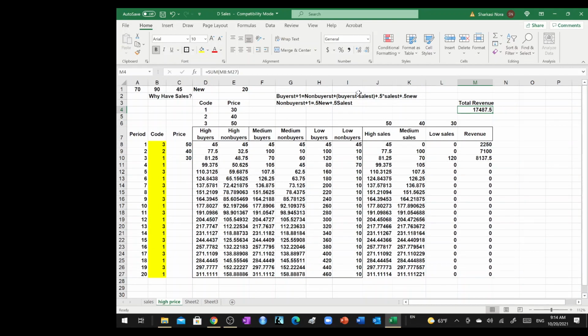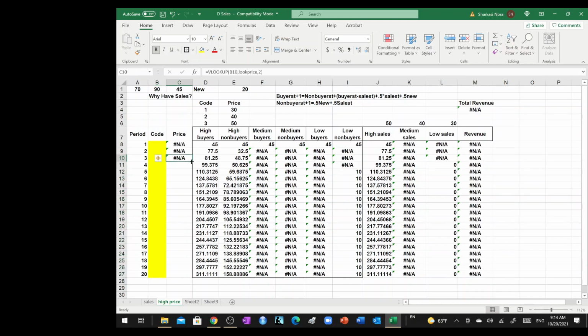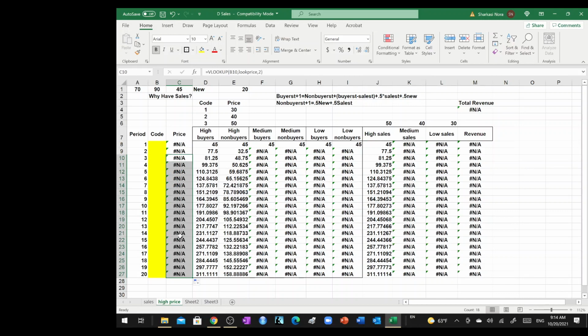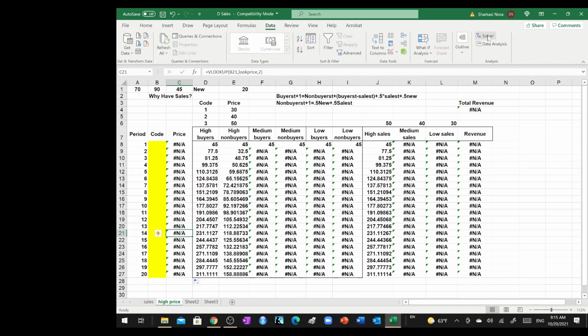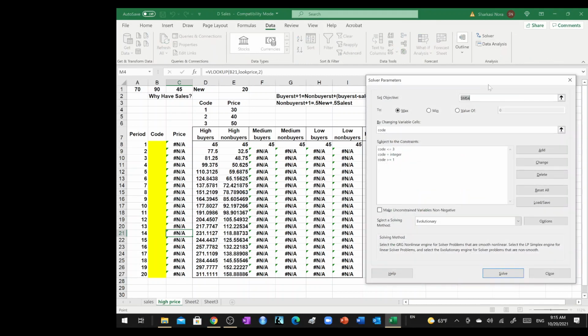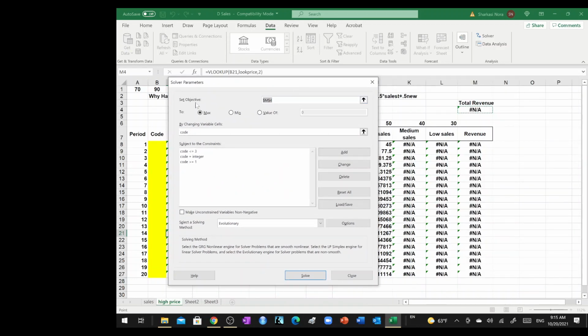Now let me get rid of the code over here because I want to make sure that this is, yes, stable. Always the high price will be equal to this. So this is why it is all populated while the others aren't. Now let's set up solver. So data and solver. And over here we are going to maximize the objective, which is the total sales, total revenue, maximize the total revenue.